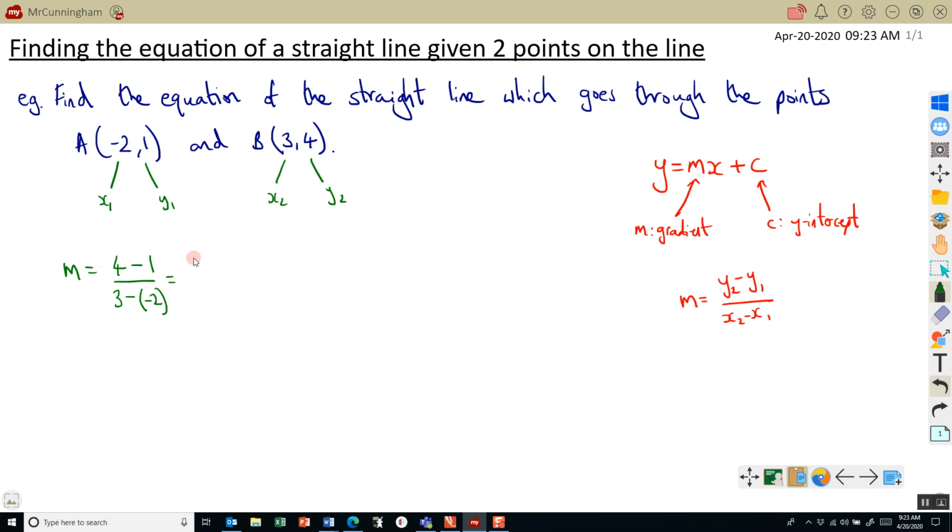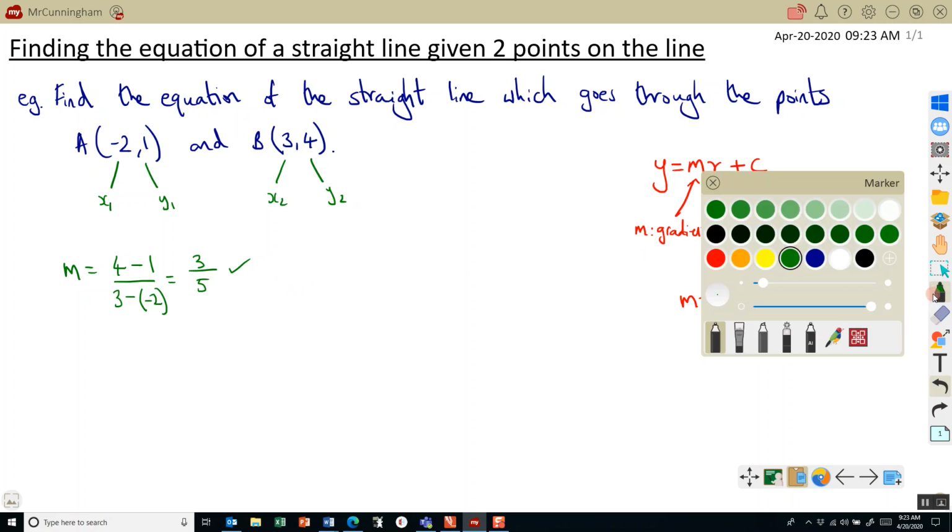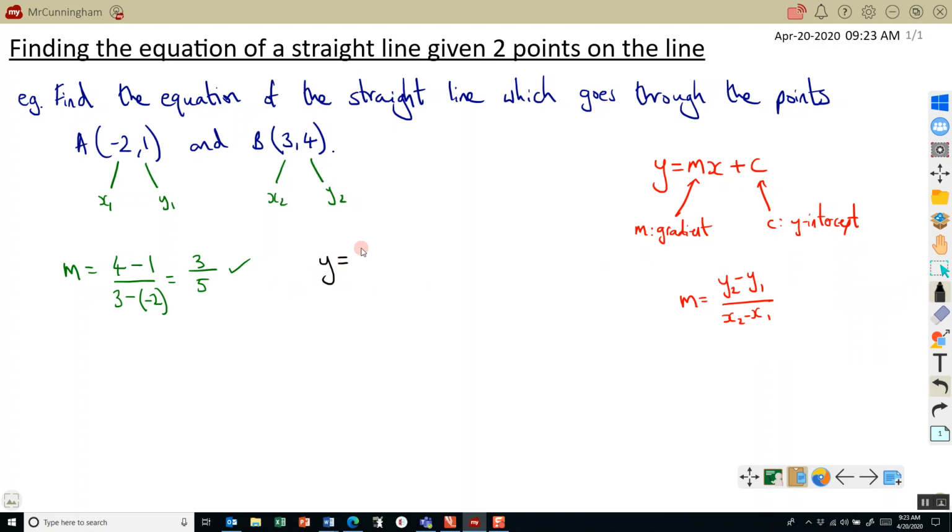So I get 4 take away 1 is 3, 3 take away -2, that's the same as 3 add 2, which is 5. Okay, and I will just leave this as a fraction. So I have now got part of my equation. I know that my gradient is 3 over 5, so I can write that in. y equals 3 over 5x. The only thing I don't know is this value of c. Well, how do we now work out what the value of c is? If I know what c is, then I am done.